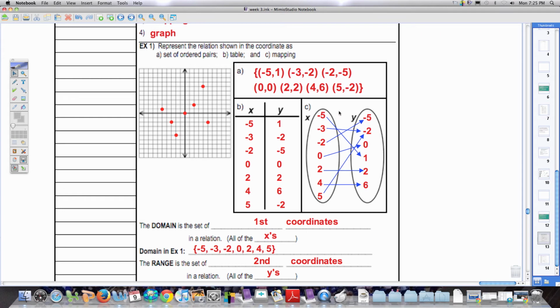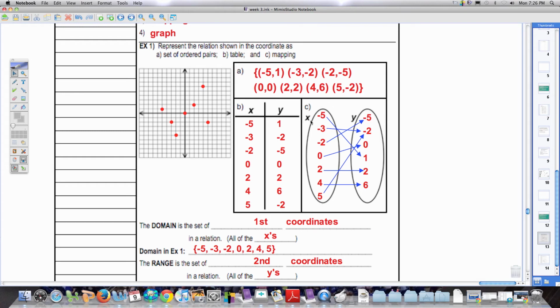And then the last way you can represent a relation is through a mapping, which some of you may have seen something like this before. You will become more familiar with it as we go on. But what a mapping is, you need to put the x coordinates in order from least to greatest or greatest to least. So you can see here, I'm looking at my x values, and the smallest x value is -5. It really just can go down the table. Smallest x value is -5, -3, -2, 0, 2, 4, and the greatest one is 5.